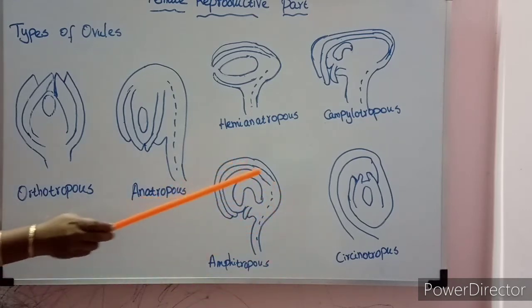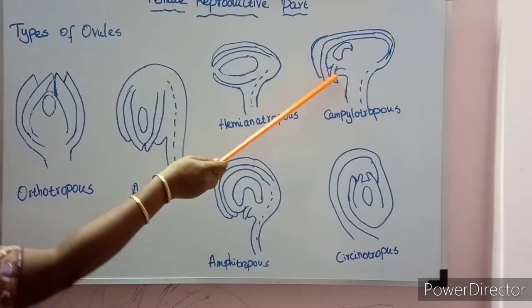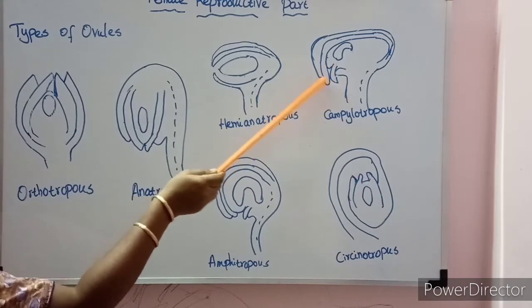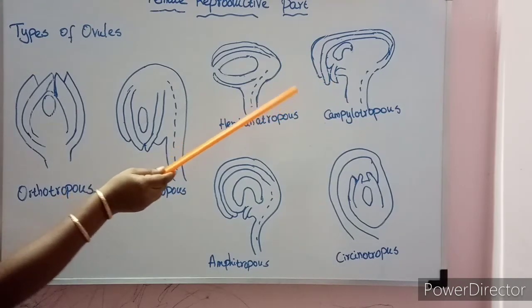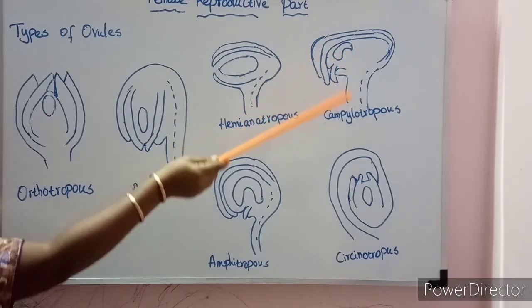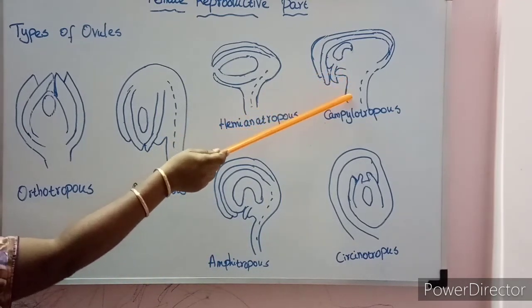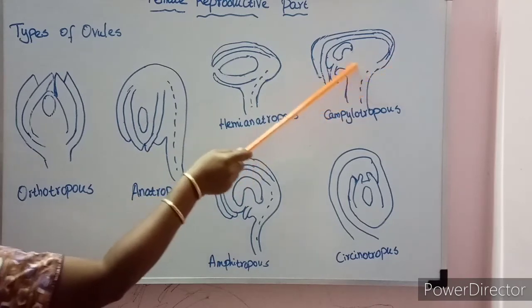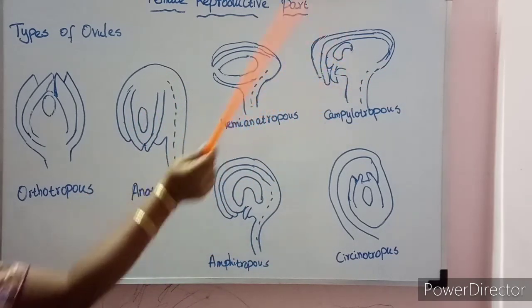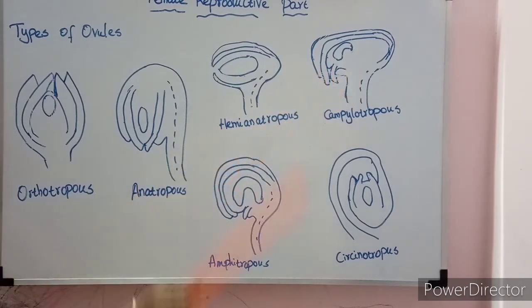Then campylotropous. In campylotropous, the body of the ovule and the micropyle end are curved, more or less bean shaped. The embryo sac inside also curves. Everything, the micropyle end, hilum and chalaza, comes adjacent to each other. So this type is called the campylotropous type of ovule.